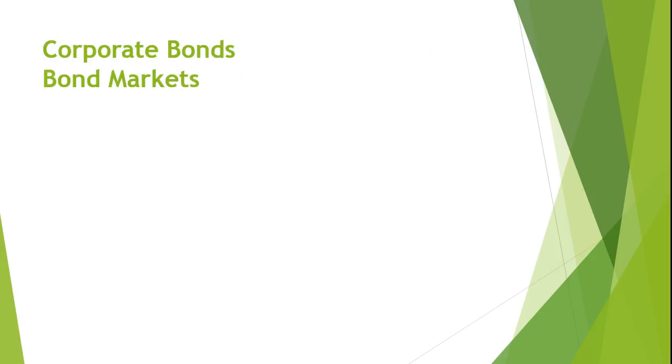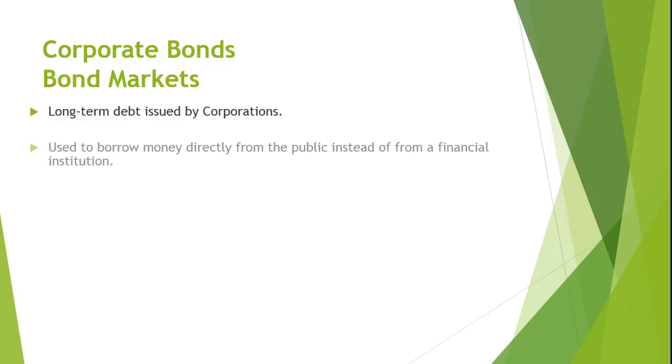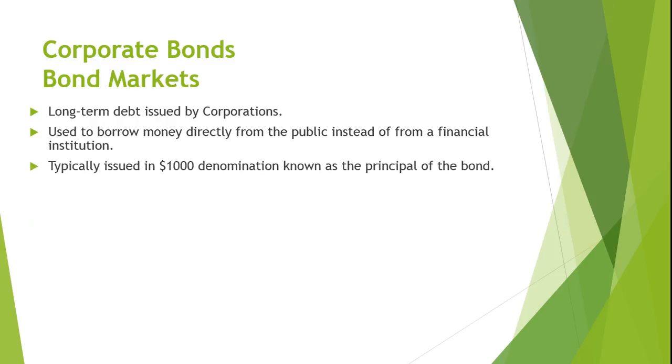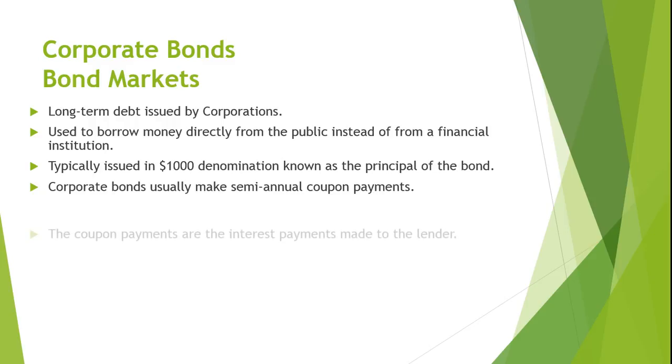Corporate bonds. Corporate bonds are long-term debt issued by corporations. Corporations use corporate bonds to borrow funds directly from the public. Corporate bonds are typically issued in denominations of $1,000, which is the principal of the loan and is known as the face value or par value of the bond. The more funds a corporation needs to borrow, the more bonds it will issue.